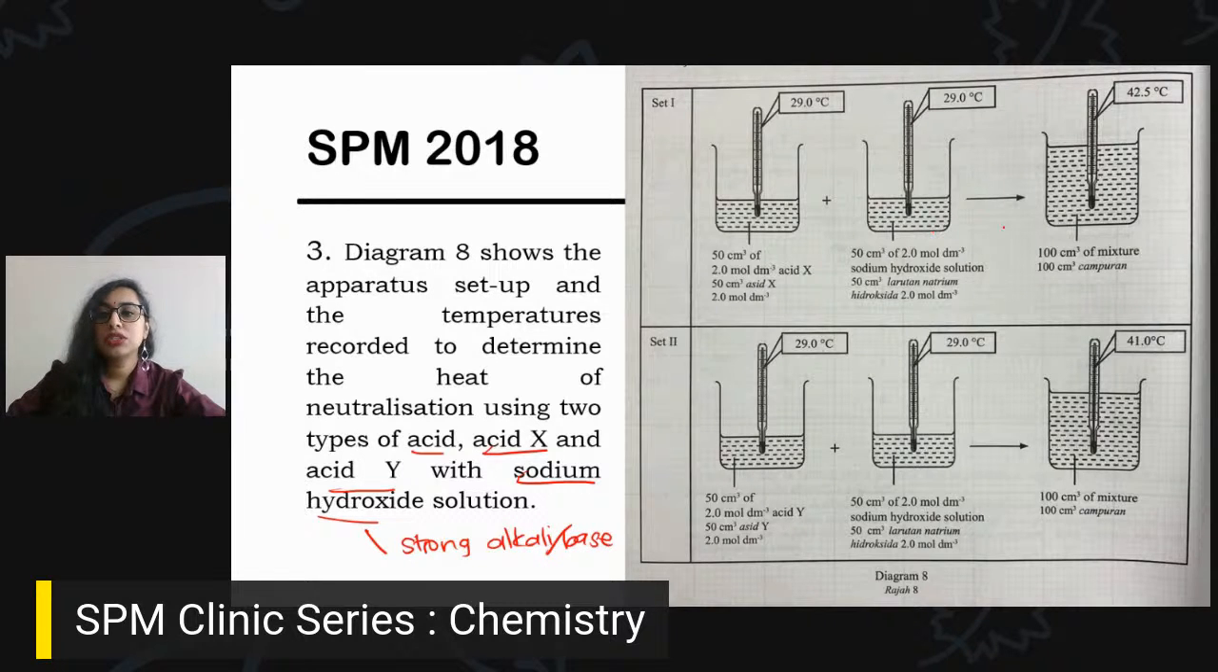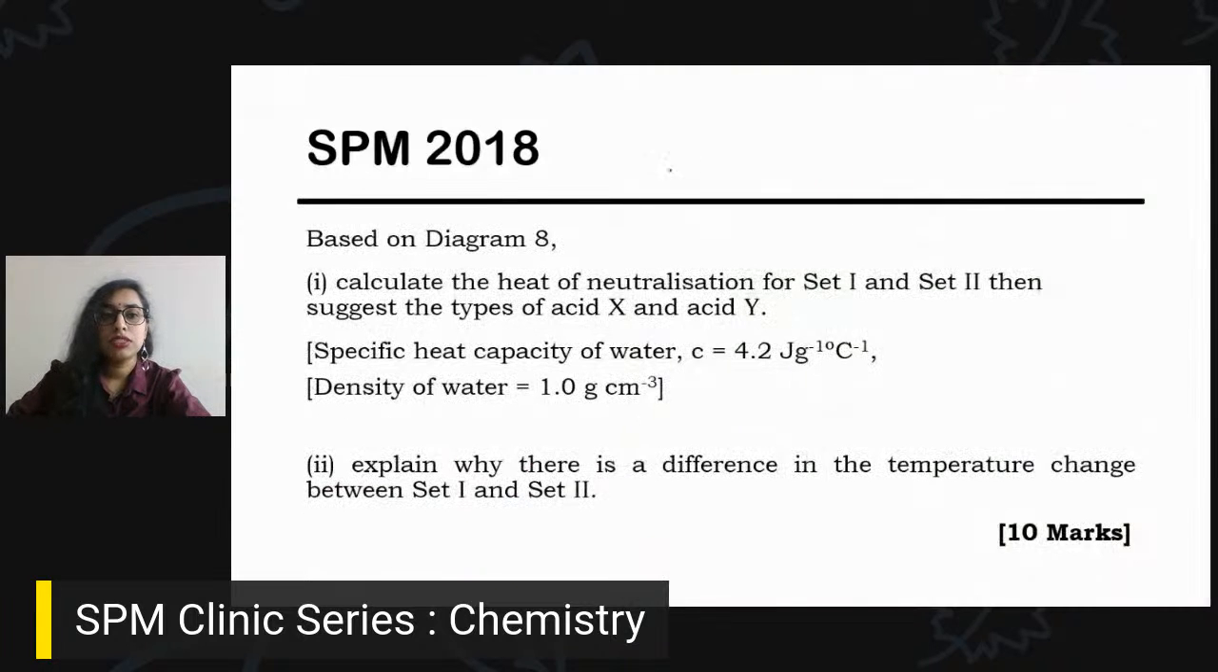Okay, so let's look into the diagram. And let's look into the question first. Based on diagram 8, calculate the heat of neutralization for set 1 and set 2. Then you have to suggest the types of acid X and acid Y. They provide you the specific heat capacity, which is 4.2 joule per gram per degree Celsius, and they have provided you the density of the water.